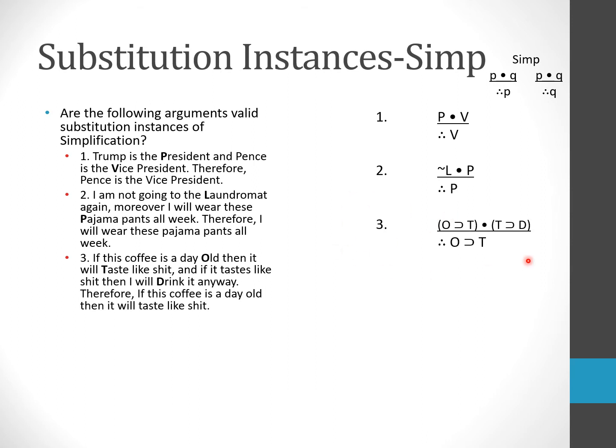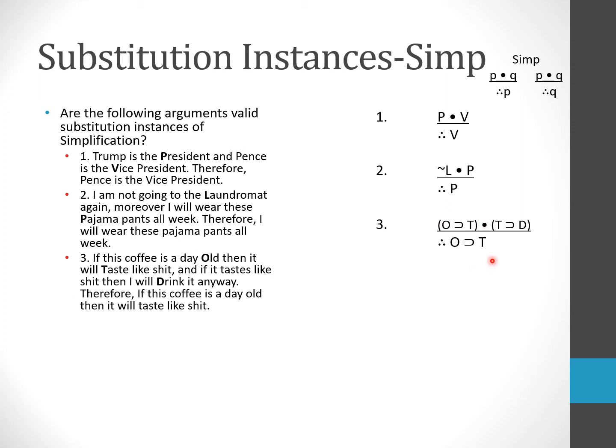Here's the symbolization. So here's one where we have a much more complex conjunction. It's still a conjunction because that's the main operator. It's the operator that stands outside the parentheses. But each conjunct is a complex statement, each being a conditional. But the rule of simplification still applies.